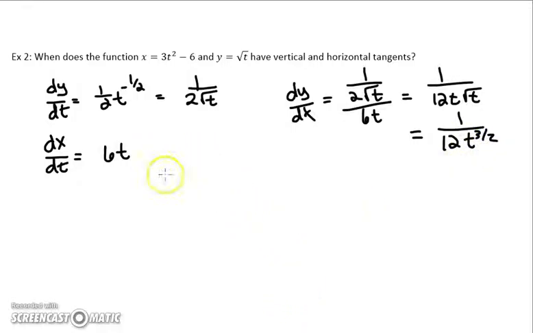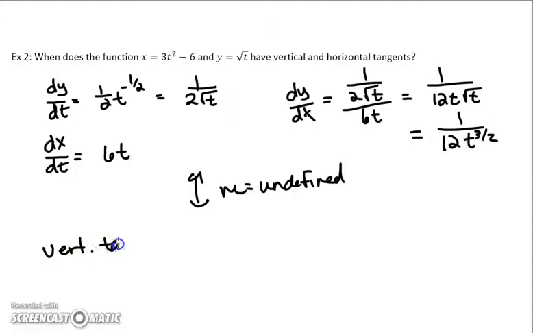So then we have to think about vertical and horizontal tangent lines. Vertical tangent lines means we have a vertical line, so the slope is going to be undefined. So we have to look at what our slope is. When is the slope going to be undefined? Well, a fraction is going to be undefined when we have a 0 in the denominator. So we're going to have a vertical tangent line when t equals 0.